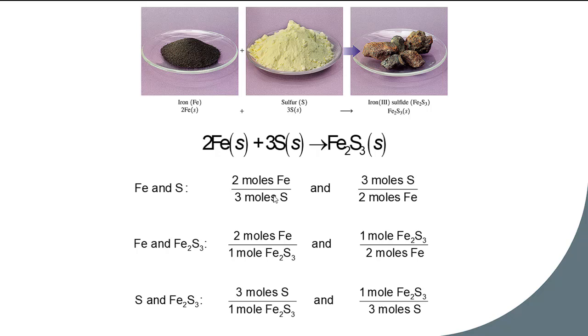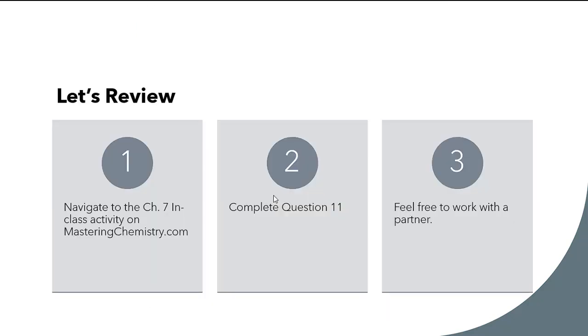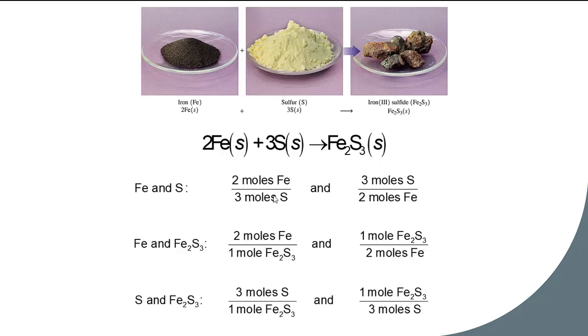All right, so why don't we review that and get some practice writing these mole-to-mole factors from the balanced chemical equation. Remember, the numbers that end up in our fraction are just the stoichiometric coefficient in front of that molecule or element. So the 2 comes from the coefficient for iron. The 3 here comes from the coefficient in front of the sulfur.